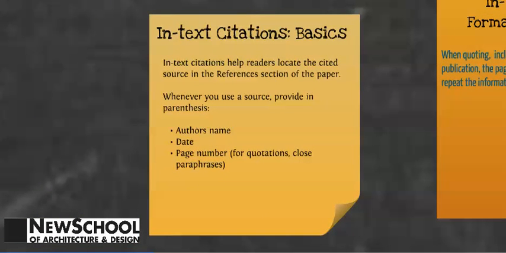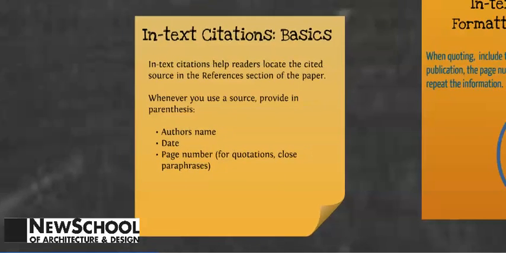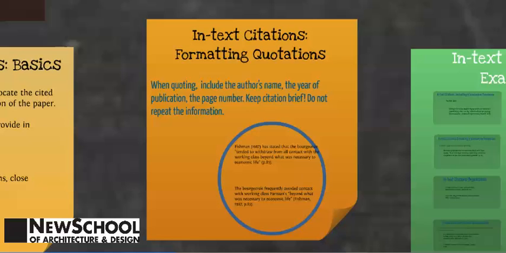In-text citations. Citations are included in the text to help readers locate cited resources in the list of references at the end of a paper. Whenever a source is used, include the author and date of publication. The author should be identified by the last name. Publication date should be the year. When closely paraphrasing or directly quoting a resource, a page number should also be included. Remember, when quoting a resource, to keep the quotation brief and concise.